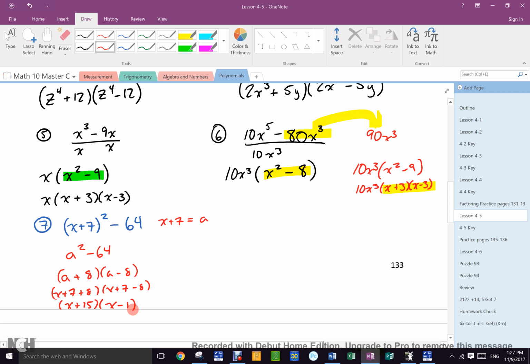Now there's only one more thing I can do with this. I lie, there's actually two. The first one is really simple. x to the 6th minus 4.